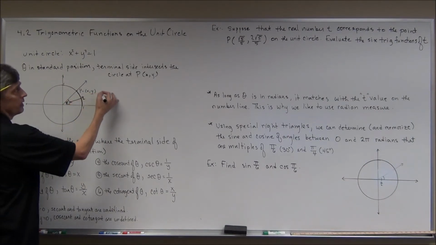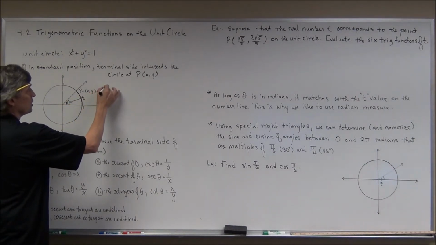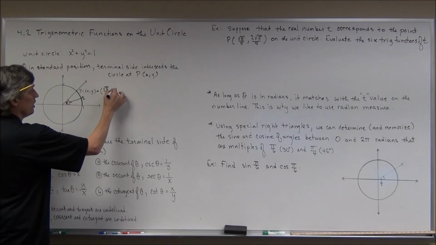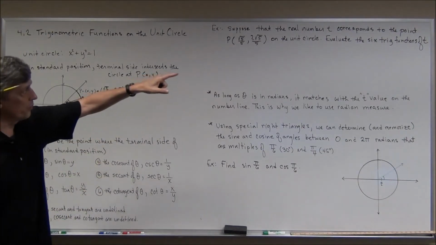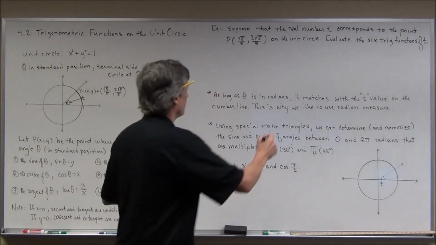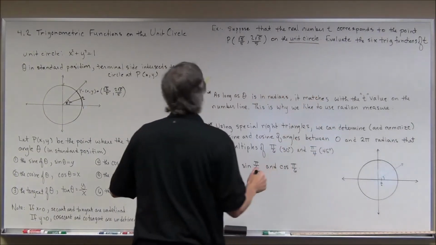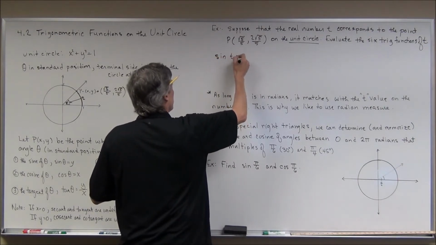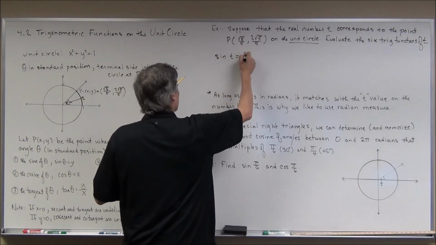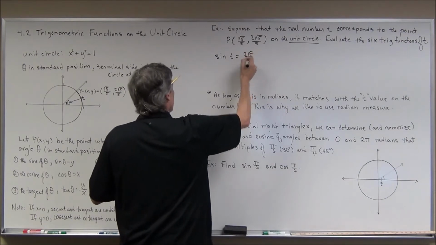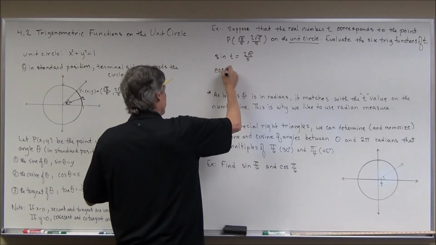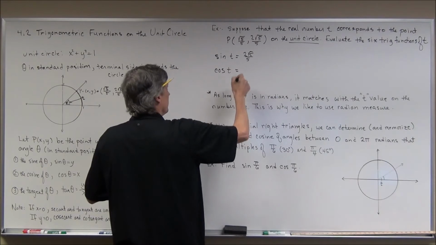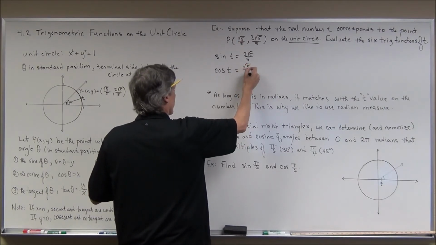And we have some point, in this case the point is the square root of 5 over 5, 2 square roots of 5 over 5. And we are asked to evaluate the 6 trig functions. Well, since it's on the unit circle here, we know that the sine of this angle, t, is going to be the y value, 2 square roots of 5 over 5. The cosine of this value, t, is going to be the x value, the square root of 5 over 5.